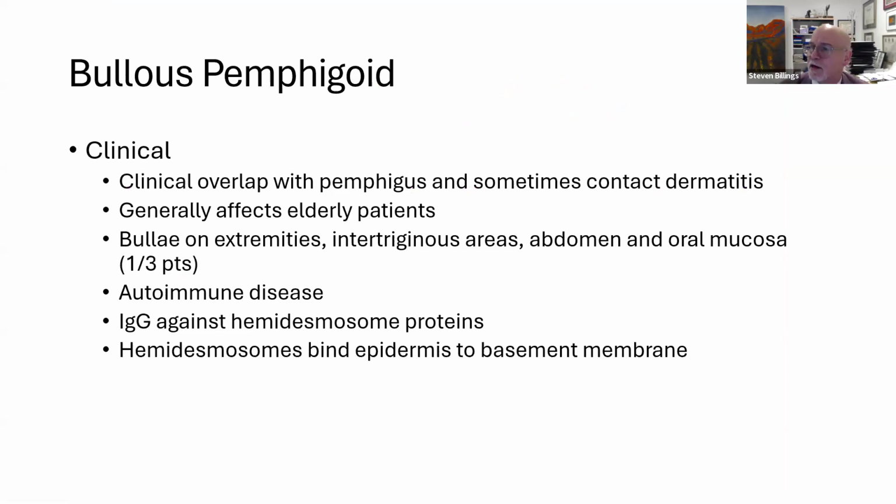So in bullous pemphigoid, you see this has some clinical overlap with pemphigus and sometimes can have some clinical overlap with contact dermatitis, because contact dermatitis can develop blisters. Generally affects elderly patients. Usually you see bullae on the extremities or intertriginous areas, abdomen, and you can see oral mucosal involvement in about 1/3 of patients. It is an autoimmune disease in which you get an autoantibody, that's an IgG antibody that's directed against hemidesmosome proteins. And remember, the hemidesmosomes help bind the epidermis to the basement membrane, so if you destroy those, that explains why it's a subepidermal blister.